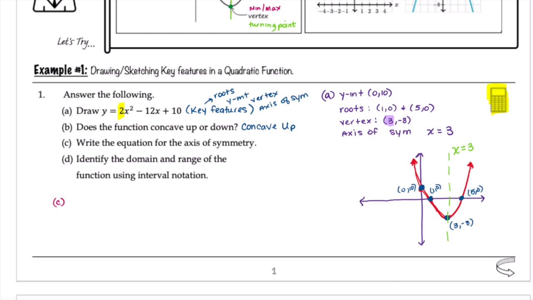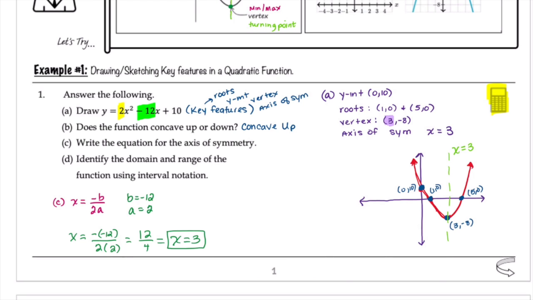So for part C, the formula says x is equal to negative b over 2a. Now, what is the value of b? b is negative 12. And we need to know the value of a, which is 2. I am going to input these values into my formula, and I should get x equals 3. And I do. So x equals 3 is my axis of symmetry.